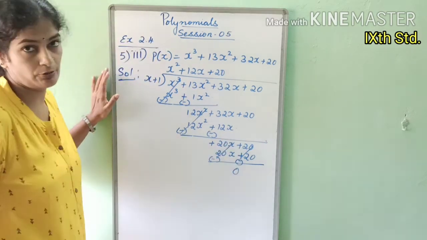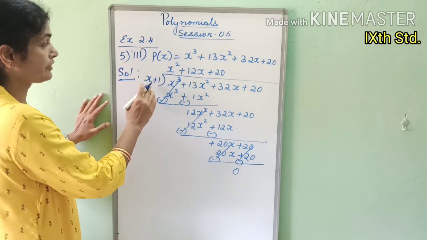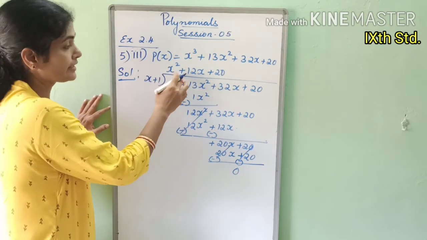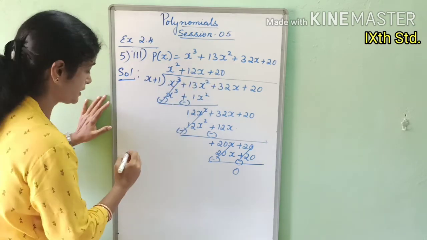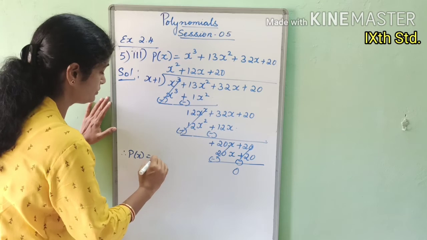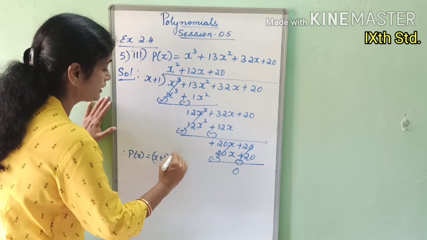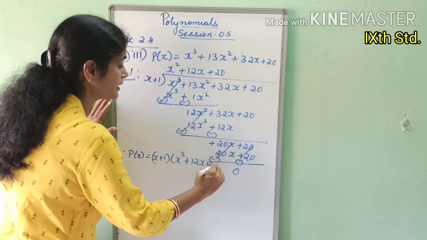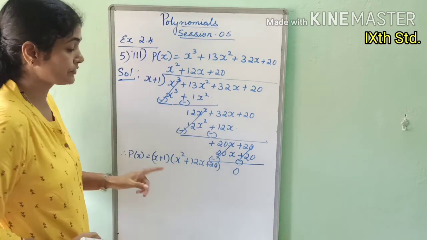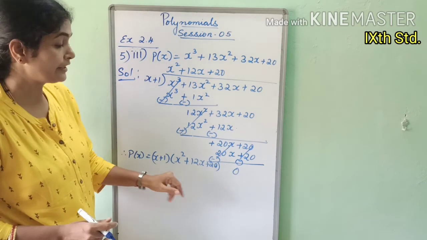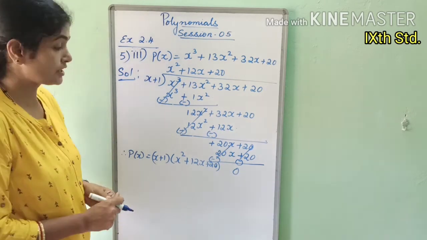Remainder is 0. So you can write p of x is equal to x plus 1 into x square plus 12x plus 20. Therefore p of x is equal to x plus 1 into x square plus 12x plus 20, right? Now this x square plus 12x plus 20 is a quadratic polynomial and you can find out the zeros of it, okay.